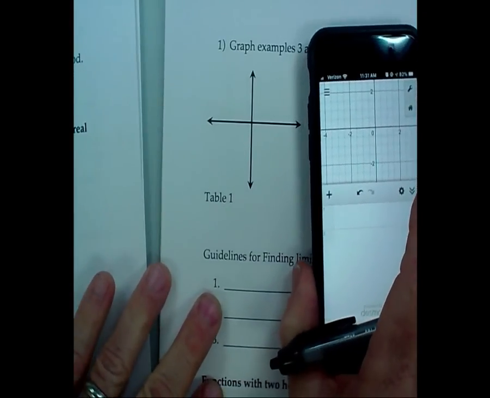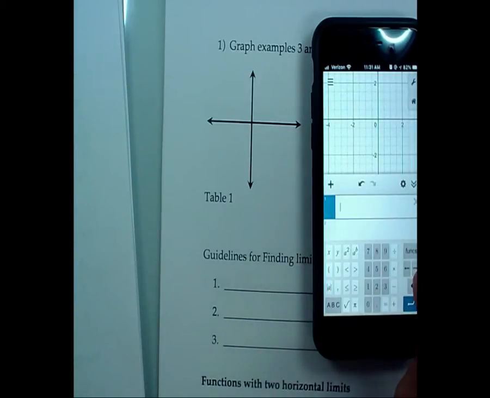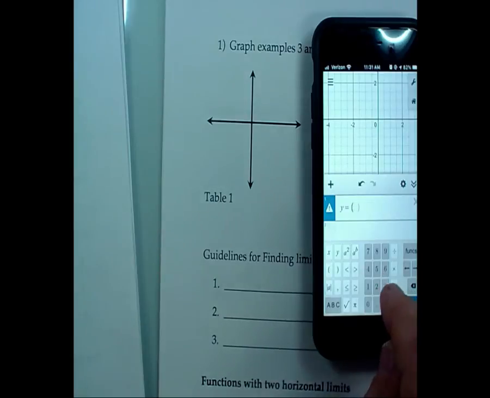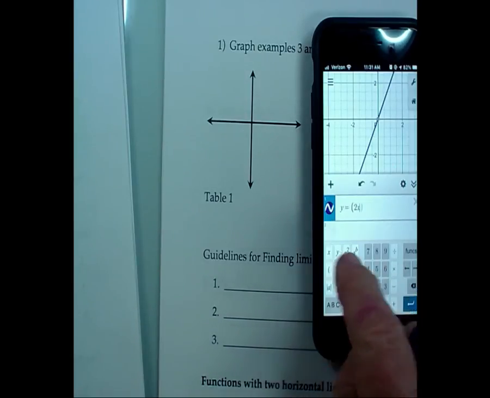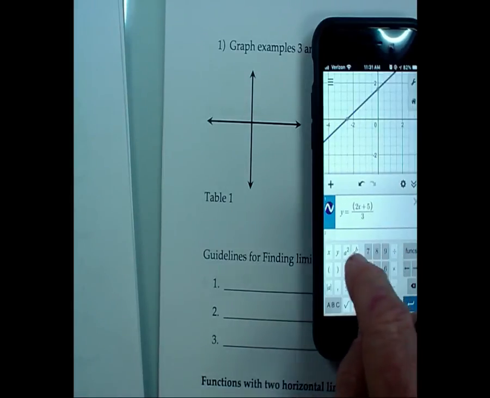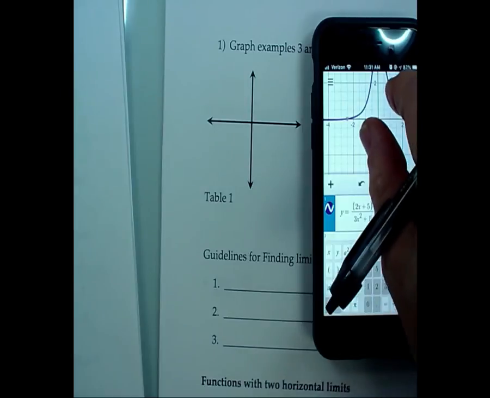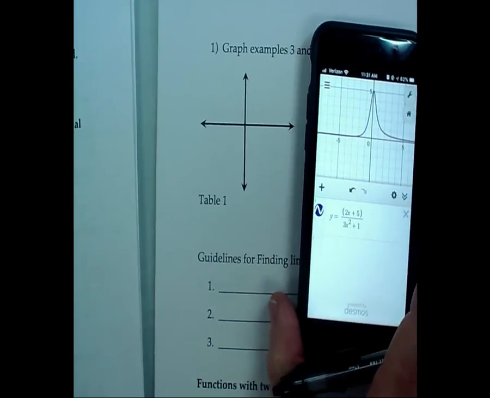And that's all I was going to do. And so number 3 is y equals (2x plus 5) divided by (3x squared plus 1). There we go. So that's what that graph looks like.